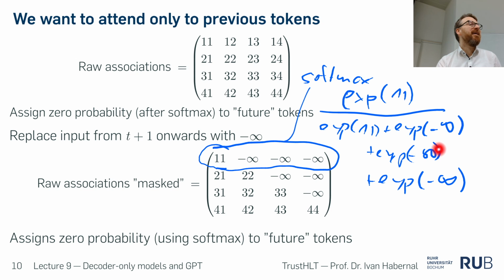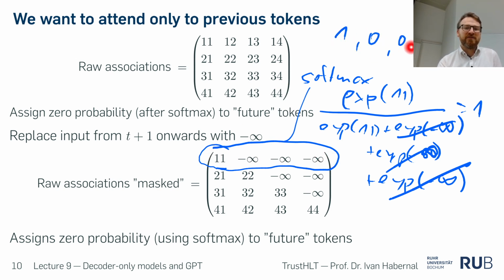And this is 0, 0, 0. So we get 1, of course. It has to be a probability distribution. So this will be 1, 0, 0, 0. The probability distribution where you can attend to only one value is 100% attending to itself and 0 attending to the future.